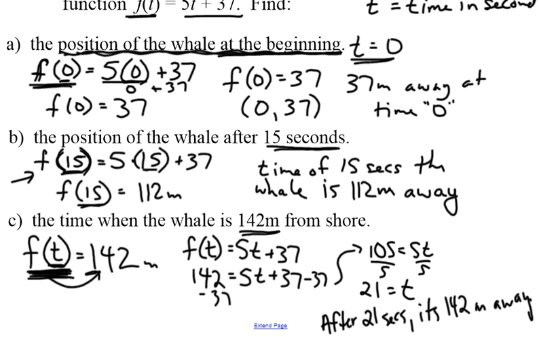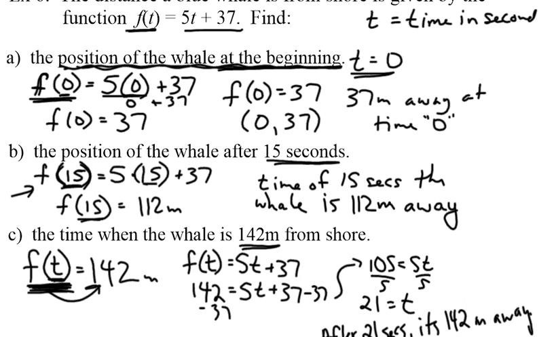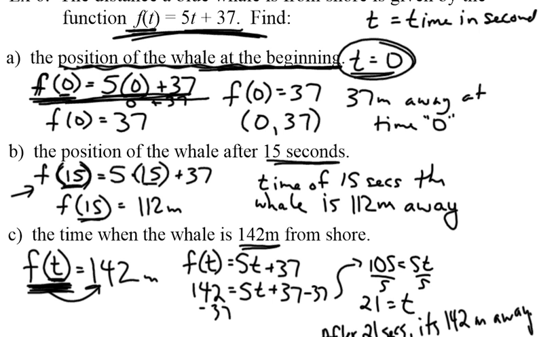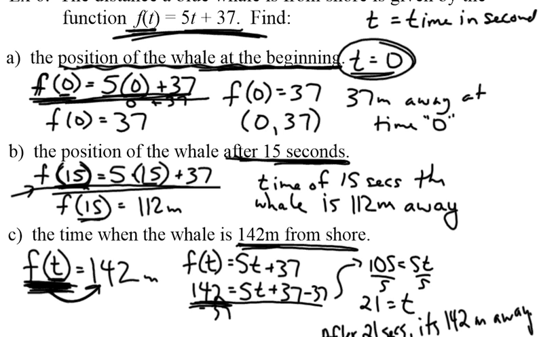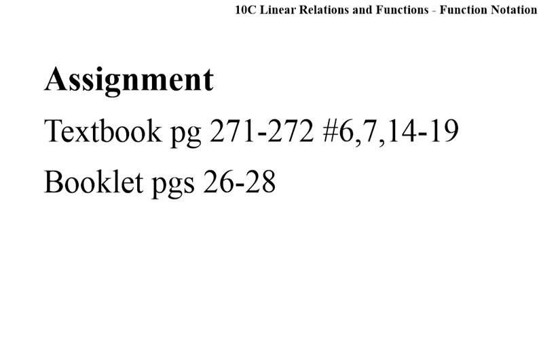Know what your function is, but besides knowing what your function is, it's important to know what the values represent. At the beginning, t was 0. That's what we used. After 15 seconds, we knew t was 15, so that's what we used. The last one, we didn't know the time, but we knew how far it was from shore, so we knew the function at a certain time, so that's what we plugged in for f of t and then solved. Function notation, a different way of writing equations.